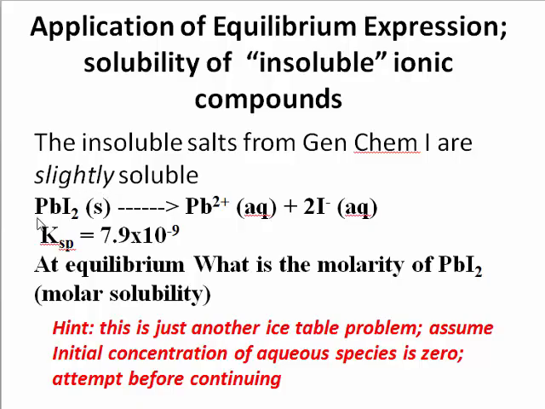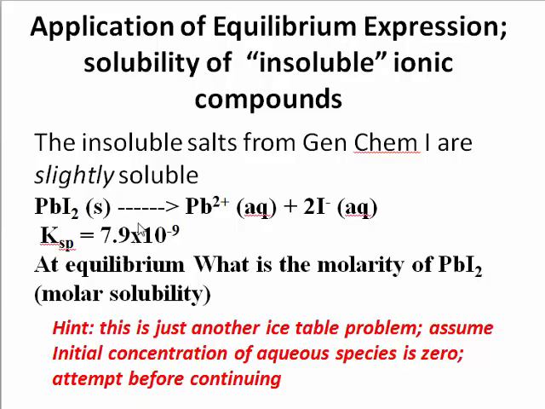So if you have a lump of lead iodide compound at the bottom of a beaker of water, for example, you will remember that this is an insoluble salt from Gen Chem 1. This insoluble salt can break apart to form lead and iodide. In other words, here's the equation for the dissociation of the ionic compound in water.